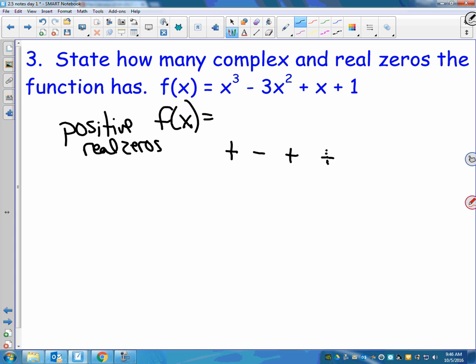So, how many times does it change signs? From positive to negative, that changes sign, right? From negative back to positive, that changes sign. So it changes 2 times. So there are 2, or you have to go down by an even number. So there could be 2 positive real zeros, or there could be 0.